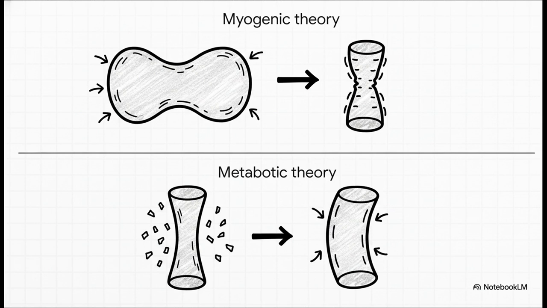Then there's the metabolic theory. This one says that if pressure drops and flow slows down, metabolic waste builds up in that area, and those waste chemicals directly trigger the smooth muscle to dilate, which rushes in fresh blood. But local control alone isn't enough for the whole body, which is why we need the nervous system.